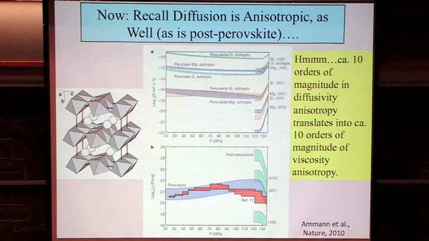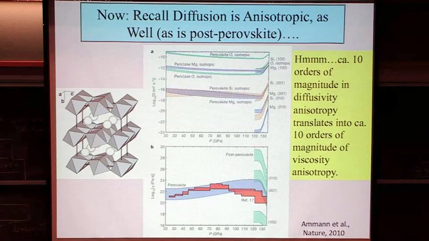So there's basically a span down here. So this is pressure, post-perovskite stability field down here. The calculated span in diffusion rates is 10 orders of magnitude here along different directions in this structure. Well, these authors then made a rather notable jump, which is a very provocative jump, which is they then said, let's assume diffusion creep predominates.